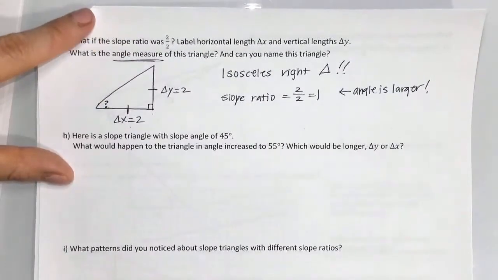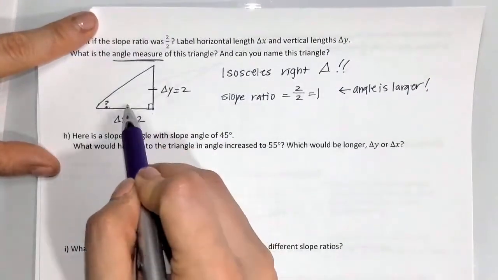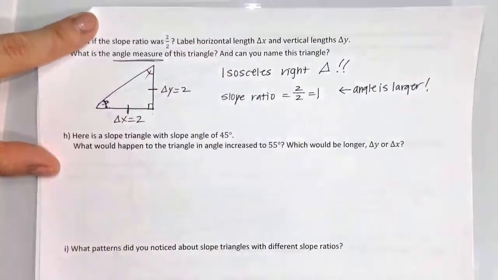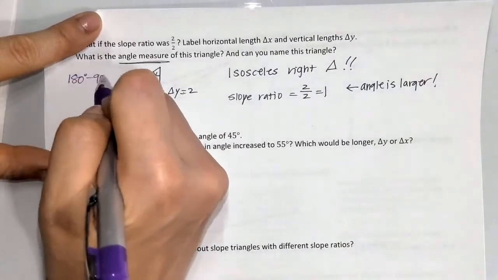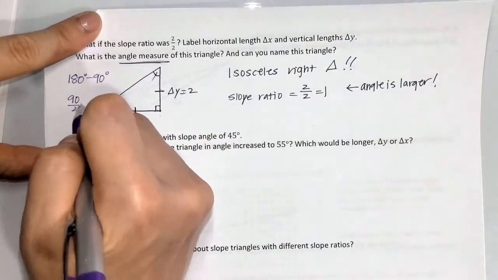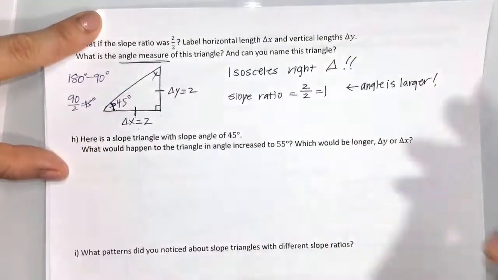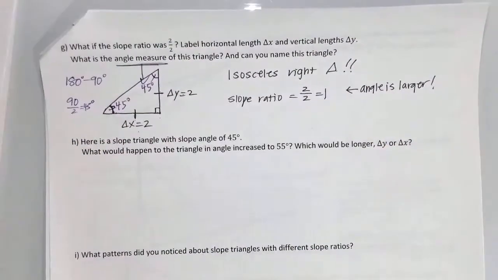Yes, you can, because this is an isosceles right triangle. We know that these two sides are the same, meaning these two angles must also be the same. 180 minus 90 is 90. So then if you divide it by 2, that's 45 degrees, which is for this angle measure. And this angle measure is also 45 degrees.